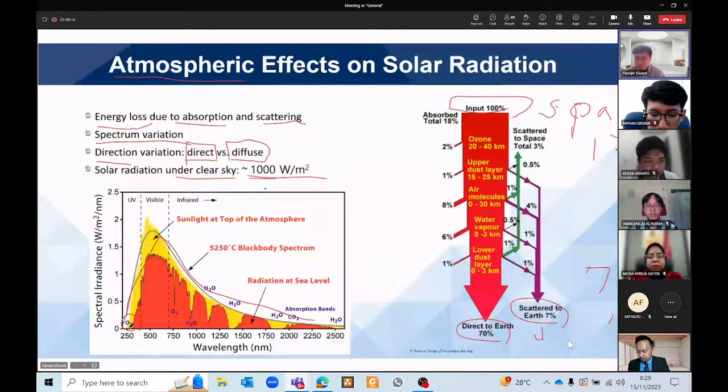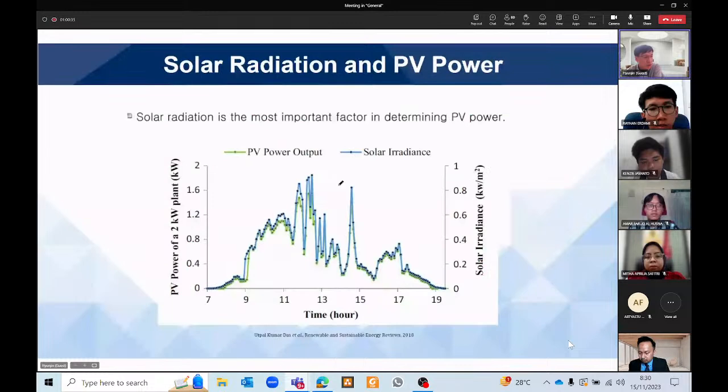So we must know this value. But as you know, there are clouds and others. Therefore, this value will change a lot locally and temporally. It's well known. If you see the power output of PV panels, the most important factor is definitely solar irradiance.